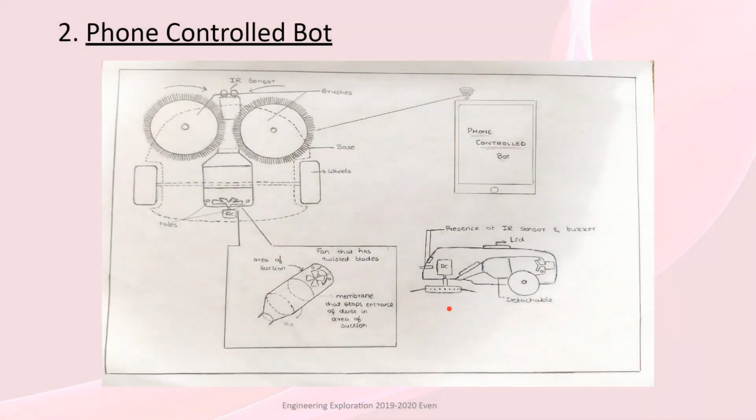Moving on to the next one, that is the phone controlled bot. In this, both manual cleaning as well as vacuuming will take place. Manual cleaning will be with the use of round circular brushes and the vacuuming will be provided with the help of the vacuum box that will be placed inside the machine. This is done so that it makes cleaning more efficient. This particular bot will move with the help of wheels and will be controlled with the use of a phone.